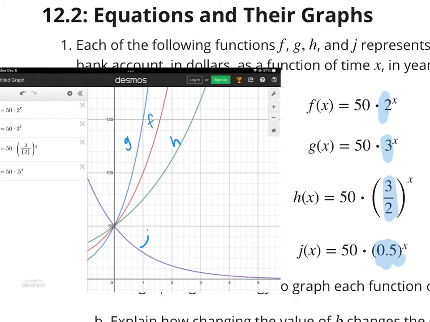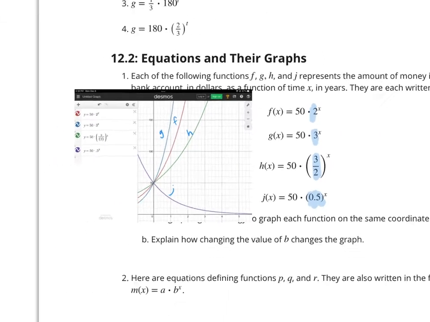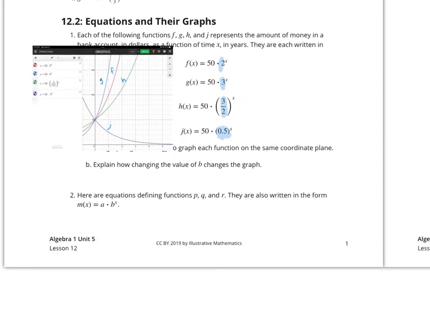We can also see that when the b value is less than 1, so j, for example, that's 0.5, that means that the function is decaying or decreasing as x increases. So let's go ahead and jot all of that down. Write it over here.